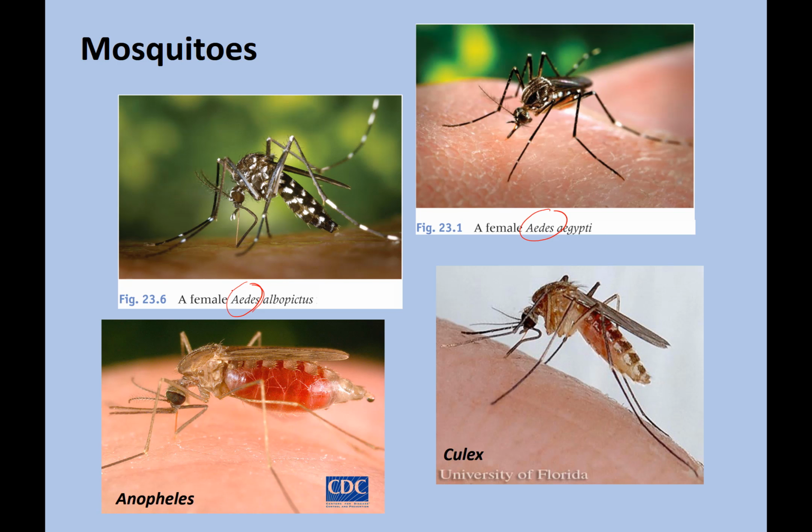So Aedes, and I'm probably going to say this wrong, albopictus, can transmit things like Zika and dengue virus and chikungunya. Aedes aegypti can also transmit dengue and chikungunya and Zika, and it's the primary vector for yellow fever.